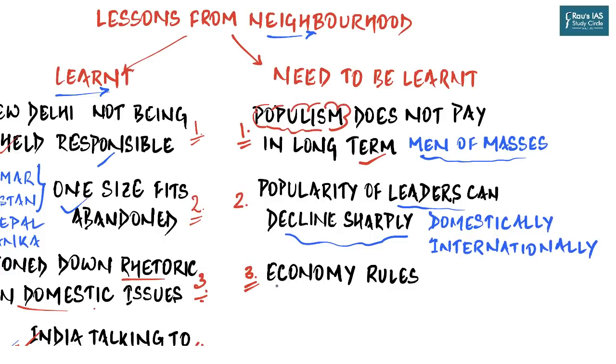And then finally, the last lesson which India has to learn is that economy rules. In Pakistan, Nepal and Sri Lanka, the defeat of these populists has come not so much at the hands of opposition parties, but by a slowdown in growth, increasing unemployment or reducing jobs, and very high rates of inflation.